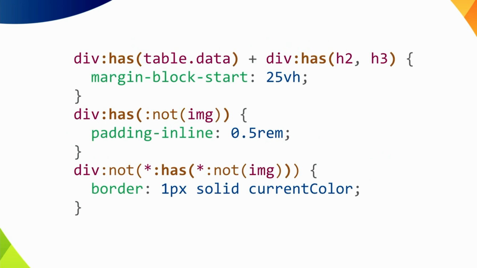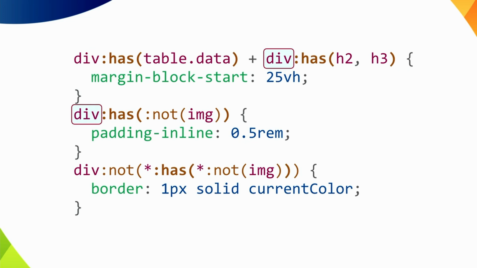Here are just a few more patterns. Well, I have several more patterns. Who am I kidding? But here are some more patterns to consider. In the first case, like I said, these can get Baroque. Any div that has an H2 or an H3 as a descendant, where that div is the immediately following sibling of a div that has a table with a class of data inside of it, give it a much bigger margin block start. Okay? Or any div that has an element that's not an IMG.